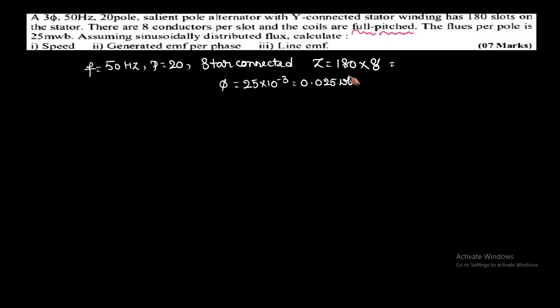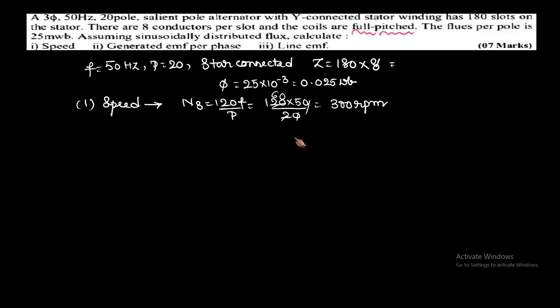Okay, now we will do the problem. What is the question given? The first question is what is the speed. Let us do the first problem. We already know the synchronous speed is equal to 120 f by p. The formula for the synchronous speed is 120 f by p. 120 into frequency, which is 50 hertz, and the number of poles is 20 here. So what you are going to get is 300 rpm. It is rotating at 300 rpm.